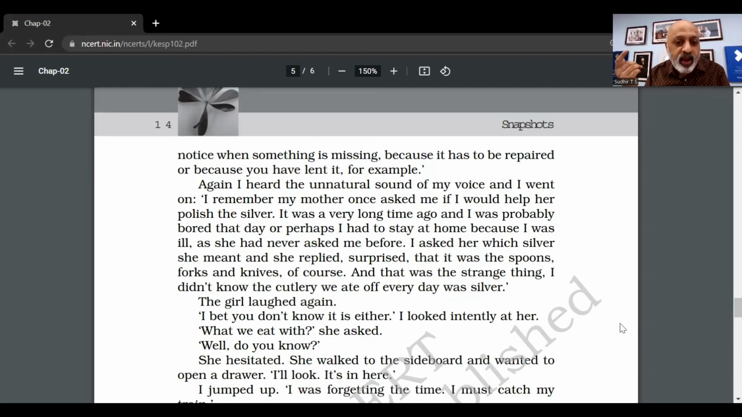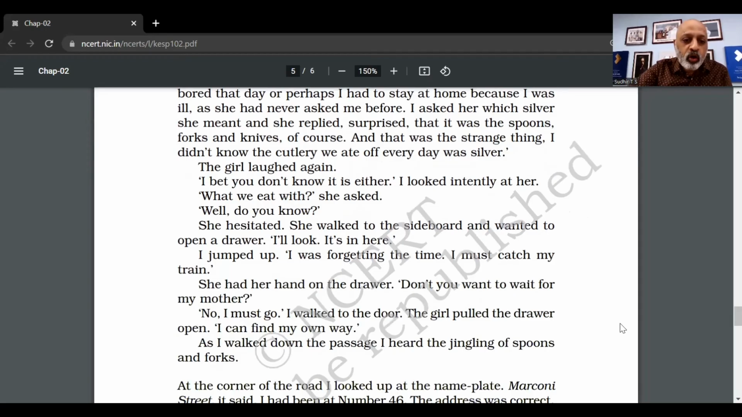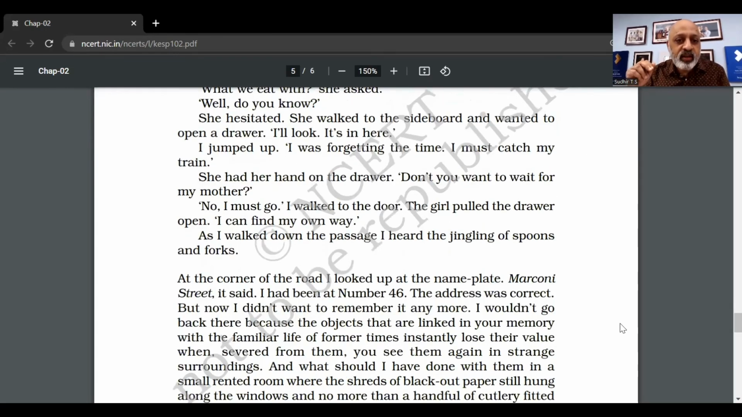The girl laughed again. I bet you don't know it is either. I looked intently. I'm sure even you don't know it. What we eat with? Well, do you know? She hesitated. She walked to the sideboard and wanted to open a drawer. I looked, I will look, it is in here. I jumped up. I was forgetting the time. I must catch the train.